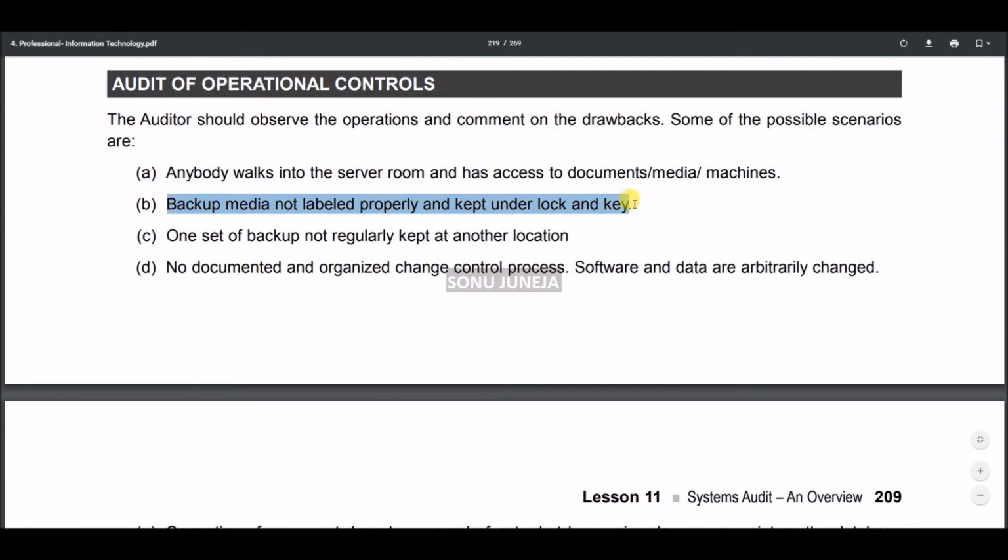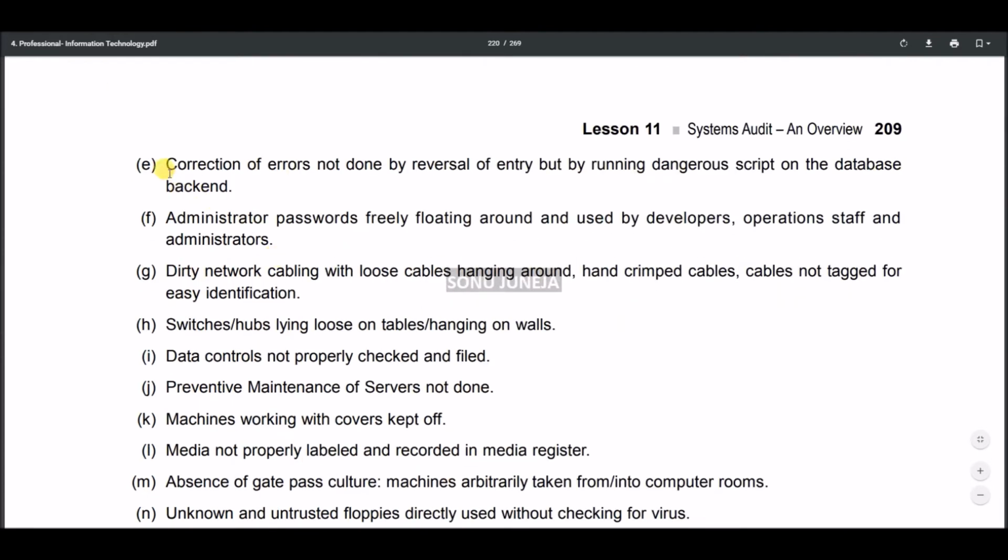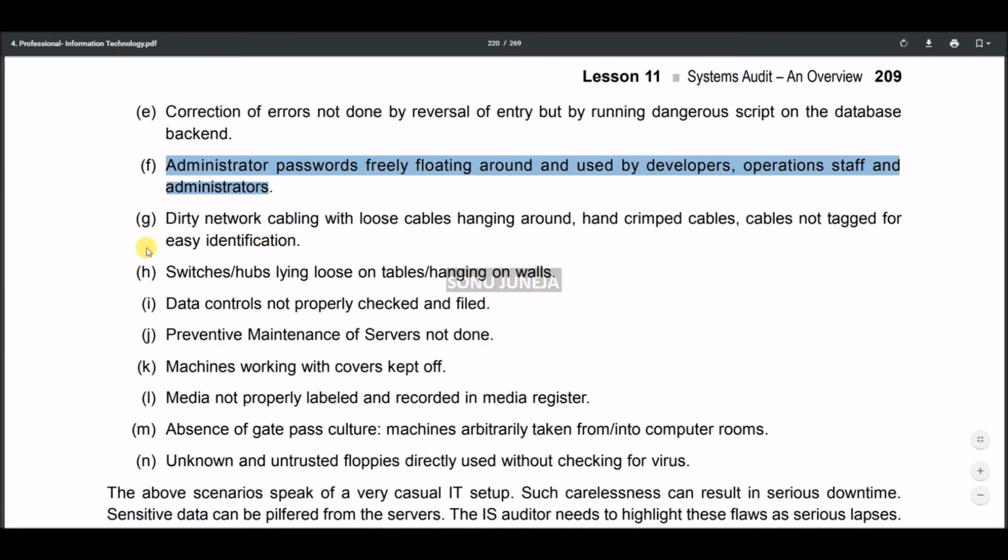Backup media is not labeled properly or kept under lock and key. One set of the backup is not regularly kept at another location. There is no documented and organized channel of control process. Software data are arbitrarily changed. Correction of errors is not done by a reversal entry but by running dangerous scripts on the database backend. Administrator passwords are freely floating around among the user, developer, operation staff and administrator. So authority has become equal for everyone. Everyone has admin access and can fuss around with the system.